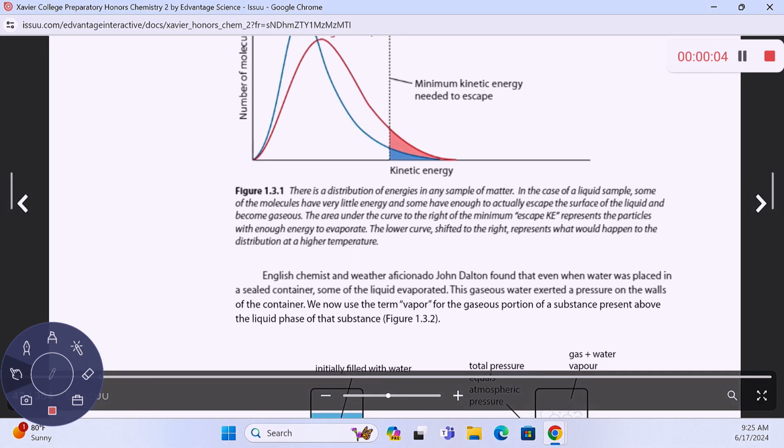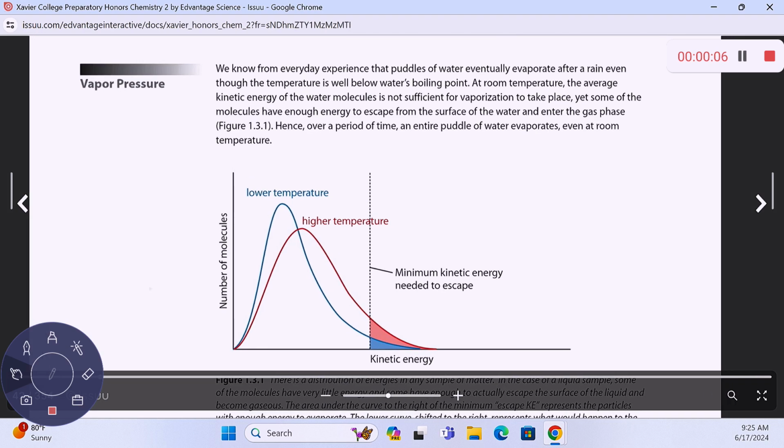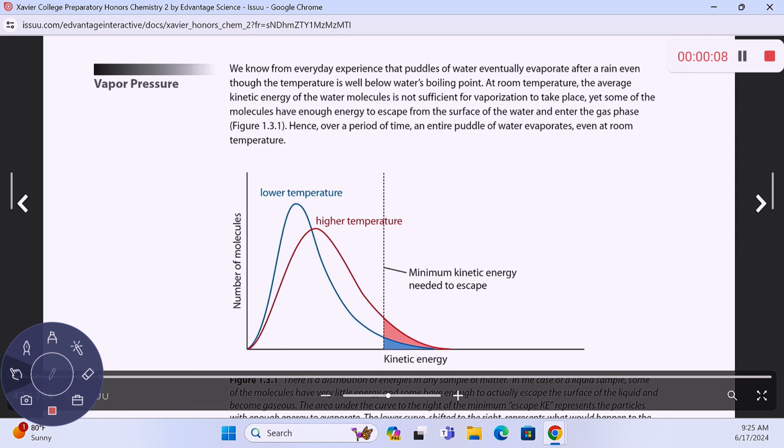Okay, we're on section 1.3. We're going to start right here where it says vapor pressure. So we're going to continue our talk about gases. And you know that if there was a puddle of water outside, eventually that puddle would evaporate.